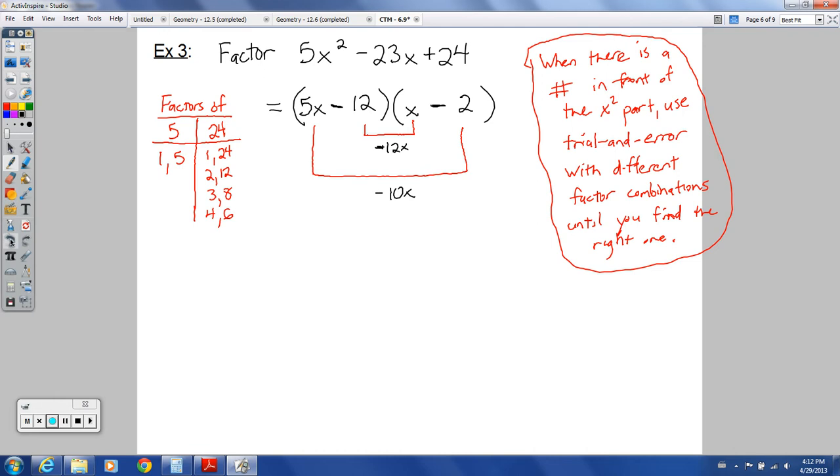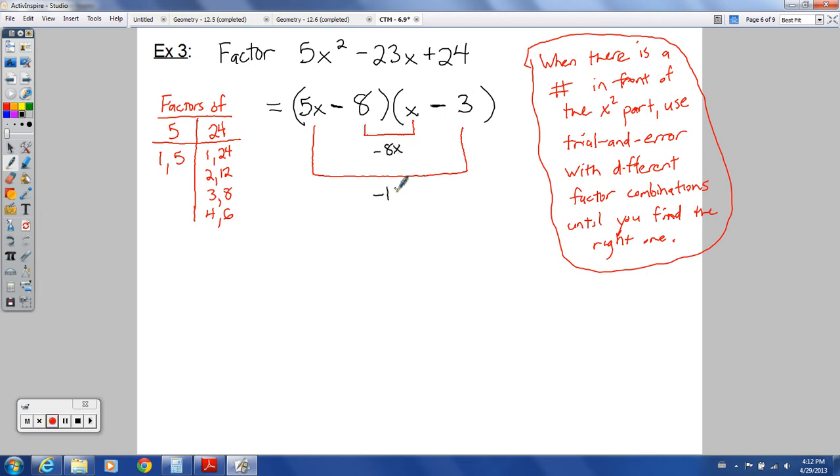So let's try a different combination. Let's try 3 and 8 and see what we got. See if that is going to work. So let's put a 3 here and an 8 here. If I do that, I have negative 3x. I'd have negative, not 8x, but negative 40x. There we go. Together, that makes negative 43x, not negative 23x. So sorry, did not work. Try again. Keep trying. If I'm going to try 8 and 3 the other way, it would look like this.